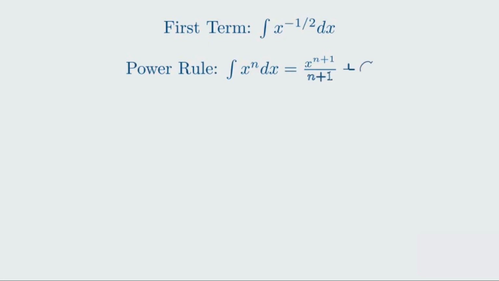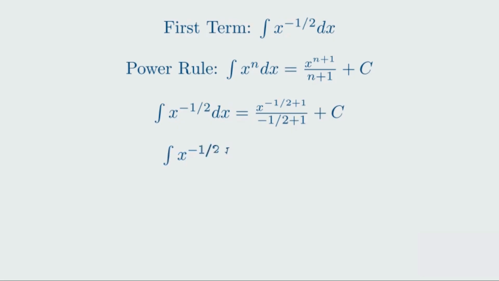Now, let's find the integral of each part. We'll start with the first term. We need to integrate x to the power of negative 1/2. This is a perfect candidate for the power rule of integration. The power rule says that to integrate x to the n, you add 1 to the power and divide by the new power. In our case, n is negative 1/2, so we apply the rule. We get x to the power of negative 1/2 plus 1, all divided by negative 1/2 plus 1. Negative 1/2 plus 1 is positive 1/2. Dividing by 1/2 is the same as multiplying by 2. And x to the 1/2 is the square root of x. So the integral of x to the negative 1/2 is 2 times the square root of x, plus a constant of integration.